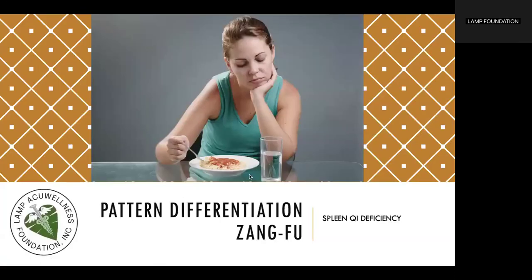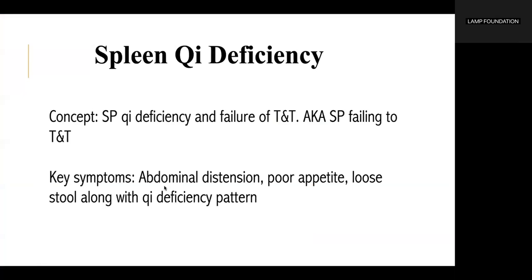Let's discuss spleen-qi deficiency. Spleen-qi deficiency is, alongside liver-qi stagnation, probably the most common pattern one meets in the clinic. This is mainly a consequence of the diet that many people consume and the way in which they eat their food, which often puts a great strain on the spleen-qi.